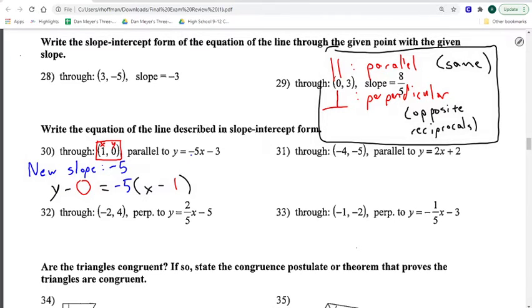So we're going to go ahead and simplify that. We have y minus 0. Well, that's just y. So we don't even need to solve for y. It's already going to be by itself. So all we need to do is distribute. We have a -5 times x. And then -5 times -1 is a +5. And we're done.